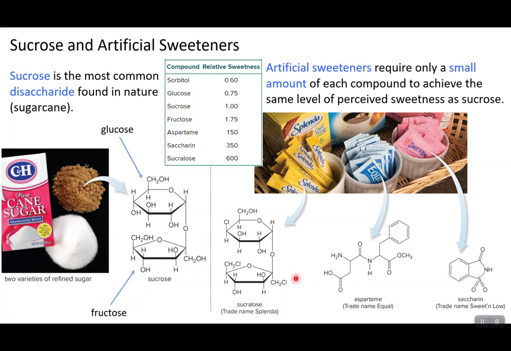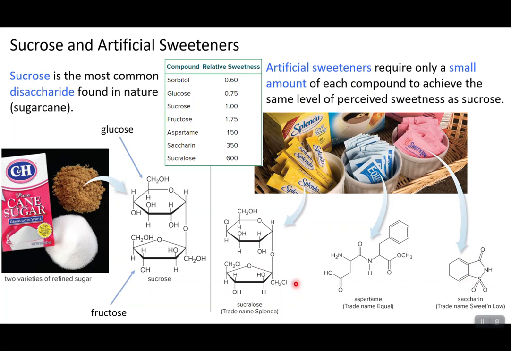And the unique thing about artificial sweeteners is that it requires only a very small amount of each compound to get the same level of sweetness that we would get from table sugar or sucrose. Okay? So this means that even if we were able to absorb these readily, we only need a very small amount to have that same level of sweetness. And therefore, the amount of calories that we're consuming is going to be lower when we use one of these chemicals.